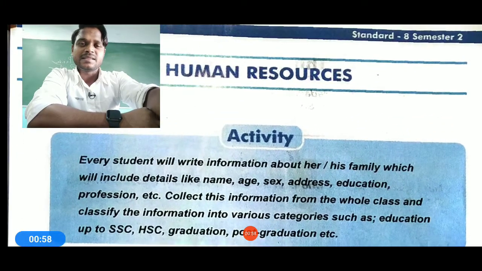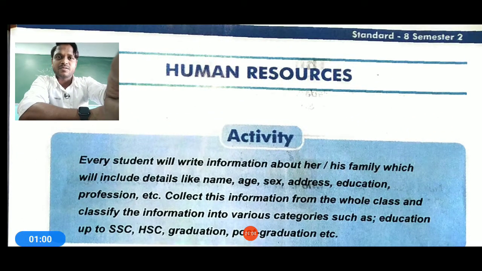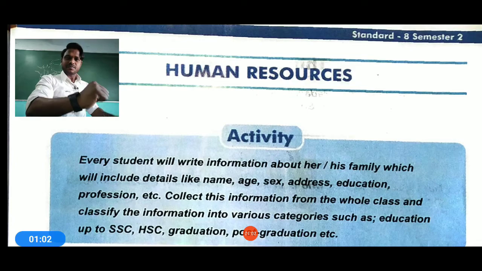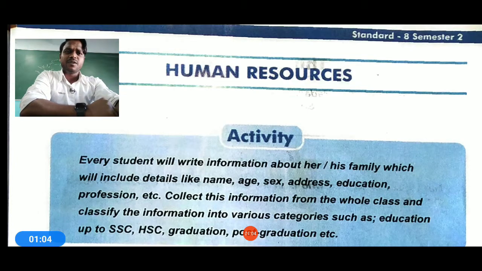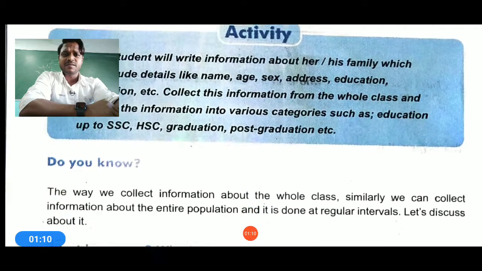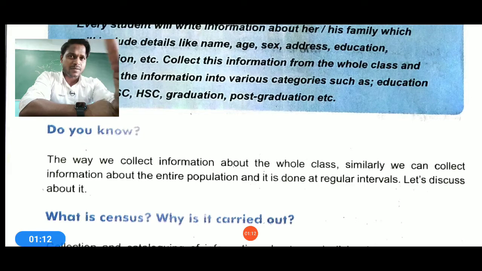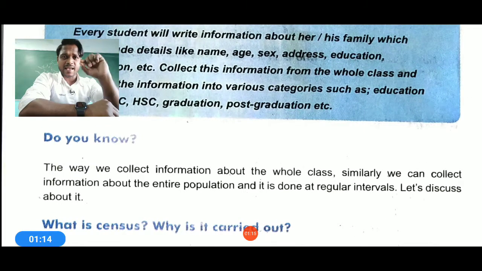Now you can see this is displaying what is known as human resource. Every student will have to inform about his or her family, in which they need to keep the details. These are the general things written inside the textbook. Now as we move further, there is a question mark in this social science subject.